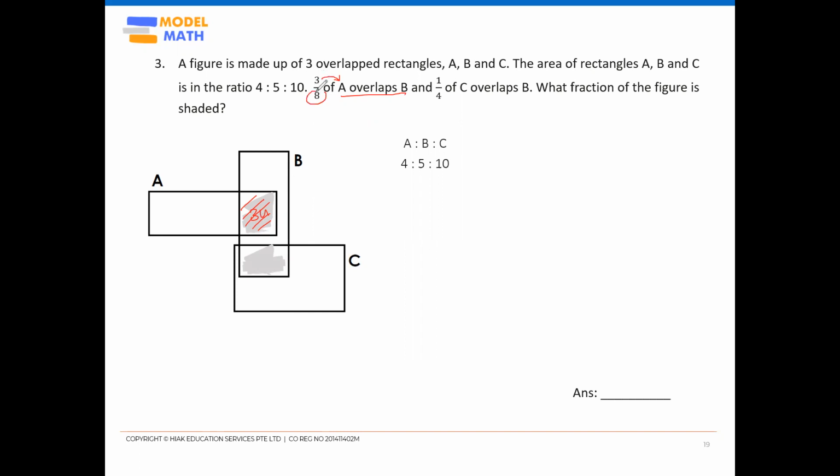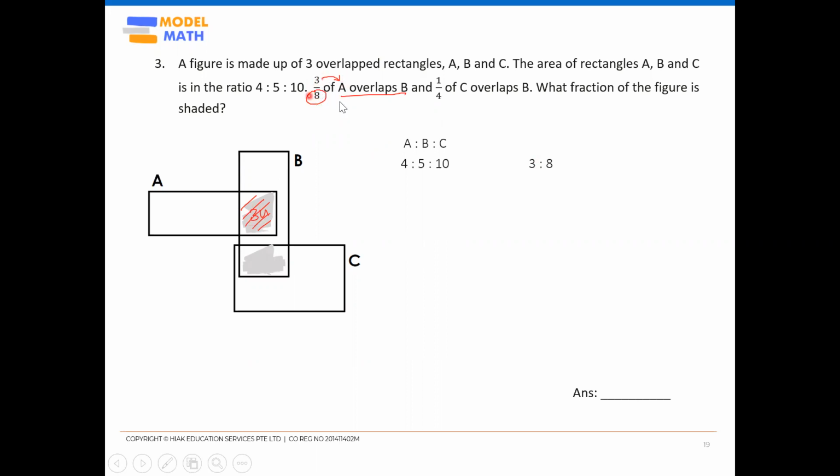What about this 8 here? If you want to have a clearer breakdown of what your 3 and 8 mean, maybe you can write down a ratio first, 3 to 8. Then we decide what the 3 and 8 each represent. 3, we have already established as this portion here, the overlap portion. Now, the 8? 3 out of 8 of A.